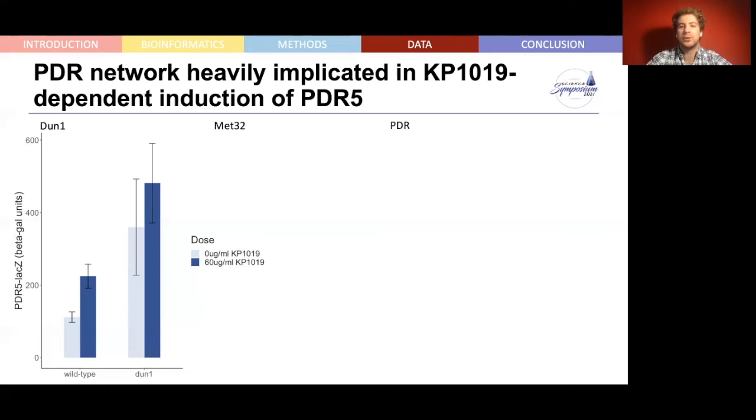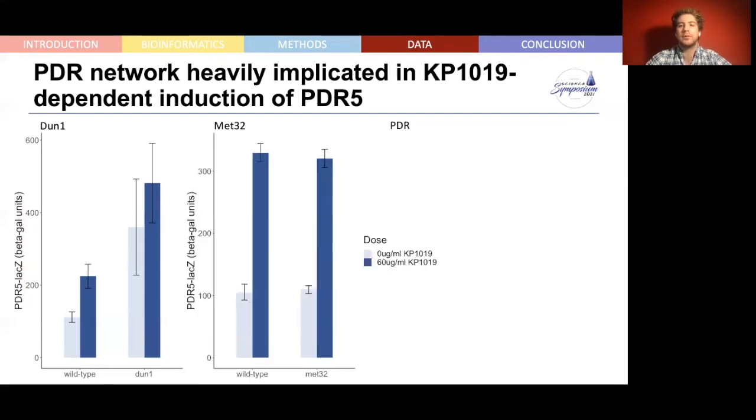Looking back at the figure, we can see two colored columns. The lighter blue column represents a group that was not treated with KP1019, and the darker column shows the treatment group. Along the y-axis, we can see the beta-gal units that we calculated on the previous slide. Starting with the wild-type strain, we can see how the PDR5 transporter is induced in response to KP1019. The baseline levels of PDR5 appear to be higher in the deletion strain, but were not statistically significant.